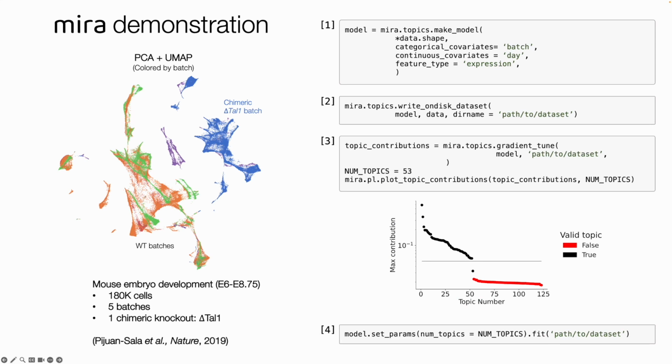First, I instantiated a model and provided metadata indicating which technical covariates to use. Next, I saved the dataset to an on-disk cache to reduce memory overhead. Finally, as with any topic modeling-based application, one must choose the number of topics to represent the data. Here, I've used a gradient-based estimator, which automatically selects the number of topics using only one training pass through the dataset. I then fit the model using the selected number of topics and continued to the analysis.